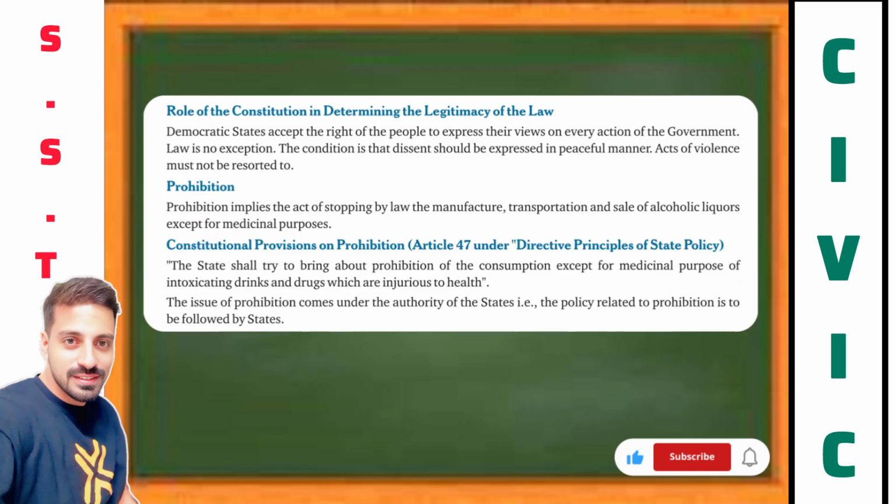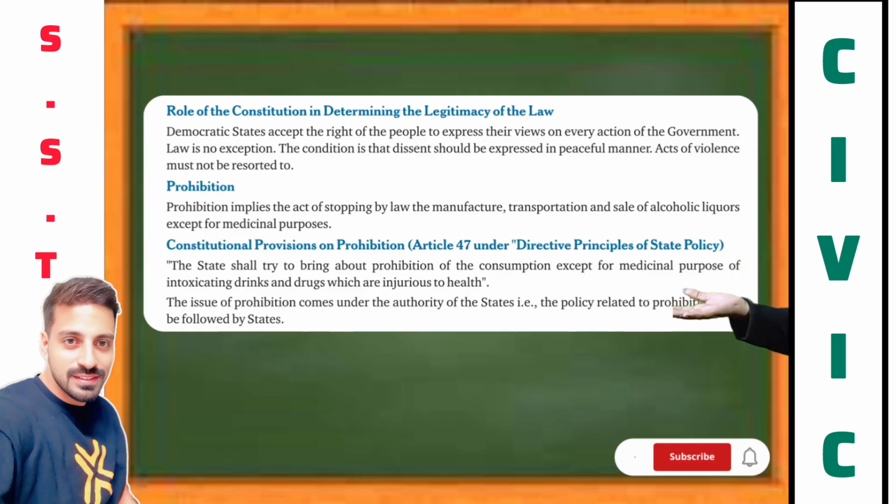Prohibition. Prohibition implies the act of stopping by law the manufacture, transportation and sale of alcoholic liquors except for medicinal purposes. Constitutional provisions on prohibition, Article 47 under Directive Principles of State Policy: The state shall try to bring about prohibition of the consumption, except for medicinal purposes, of intoxicating drinks and drugs which are injurious to health.